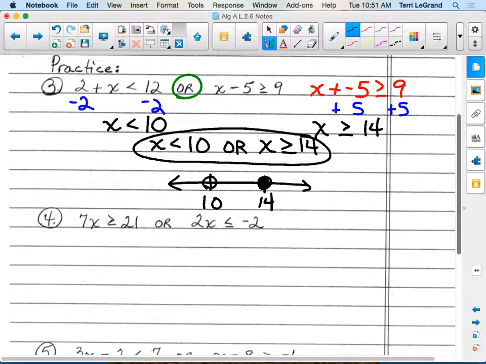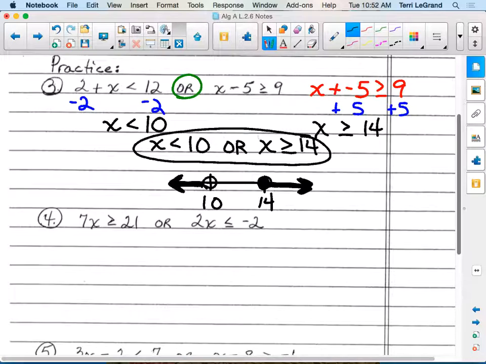So this one says shade numbers less than 10. Which direction will that be from 10? To the left. Make sure you make it look like you're shading: fat line, fat arrow, it's shaded, okay? Or if it doesn't come from that region, it has a choice of coming from the other region, and the other region says x has to be greater than or equal to 14. So which way should we shade? To the right.